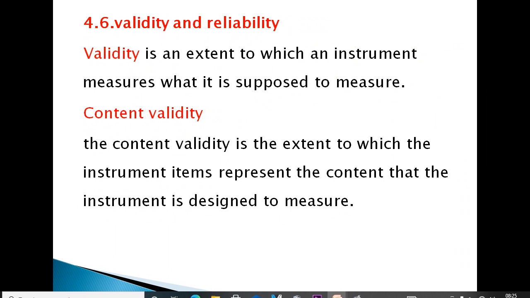Therefore, we have here different types of validity. We have content validity. Content validity is the extent to which the instrument items represent the content that the instrument is designed to measure.